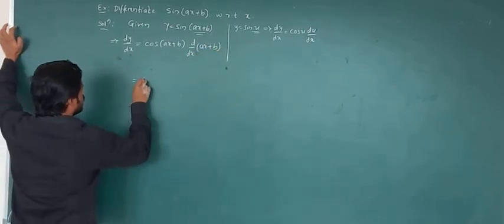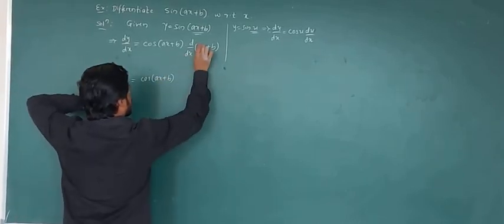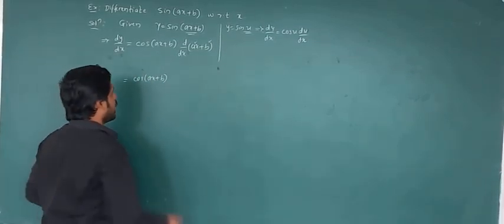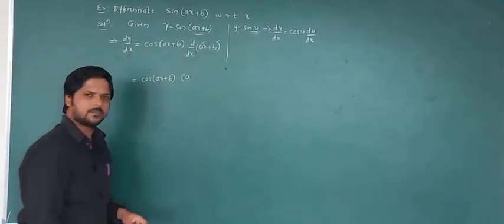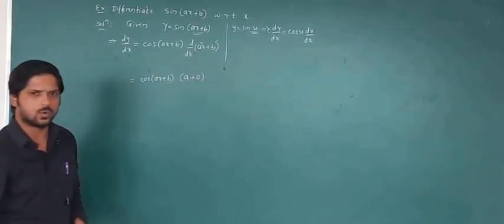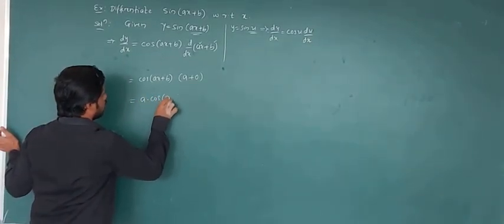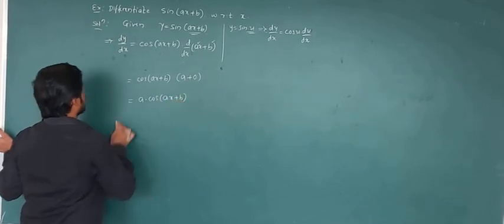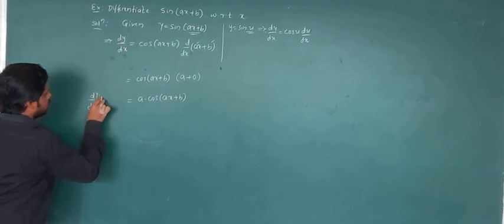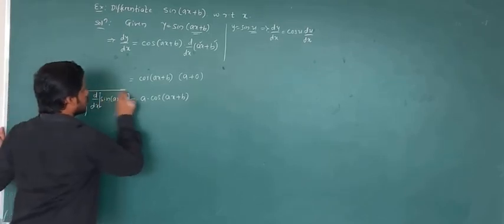So this is equal to cos of ax plus b, and differentiation: here a and b are constants. Differentiation of ax is a, plus differentiation of constant is 0. So this is equal to a into cos of ax plus b. So this is the derivative of d by dx of sine of ax plus b. So this is the solution.